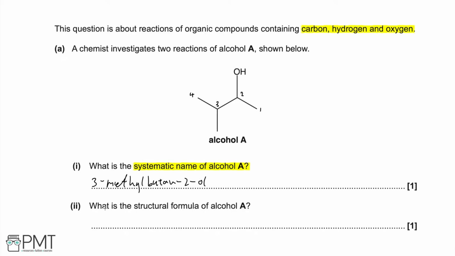Part 2 asks us, what is the structural formula of alcohol A? So first of all, we've got these 2 matching methyl groups here. So they're both CH3, and when we have 2 identical groups that are sort of indistinguishable, we put them in brackets and put a number next to them. So 2 of them. Then we have CH, then we have CHOH, and finally CH3.